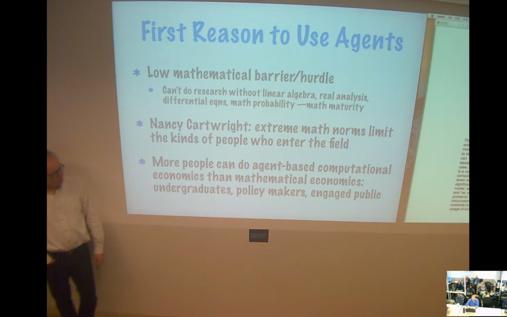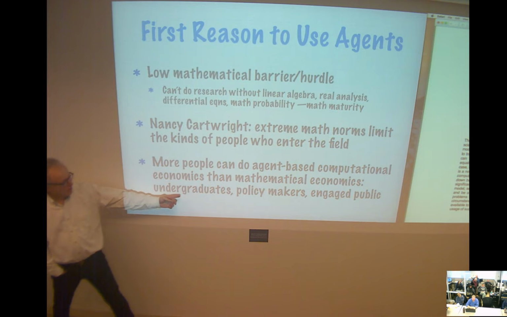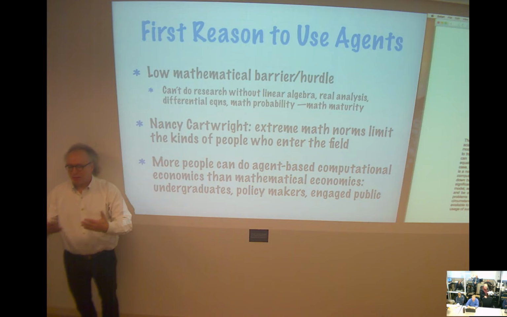So the first argument, then, is that agents are a way to help you. Speaking to the faculty of America, you can introduce your undergraduates to research. You can introduce other people around your community to research through this computational approach. You can give them a model. They can run the model. They can play the model.